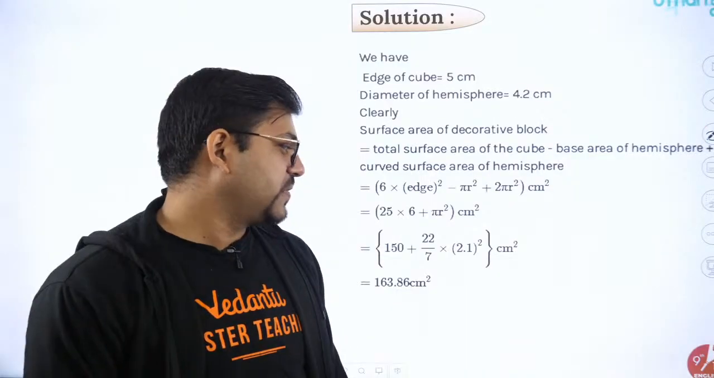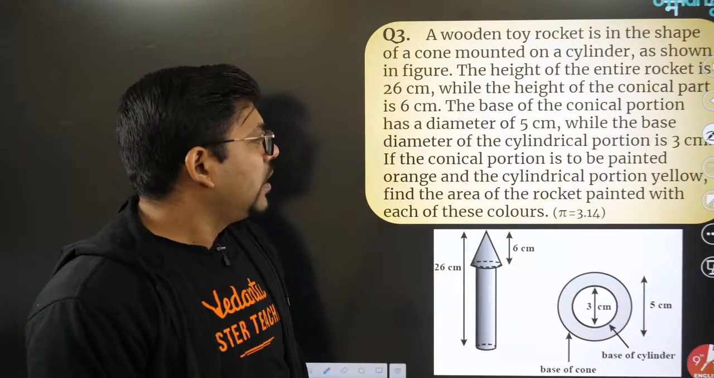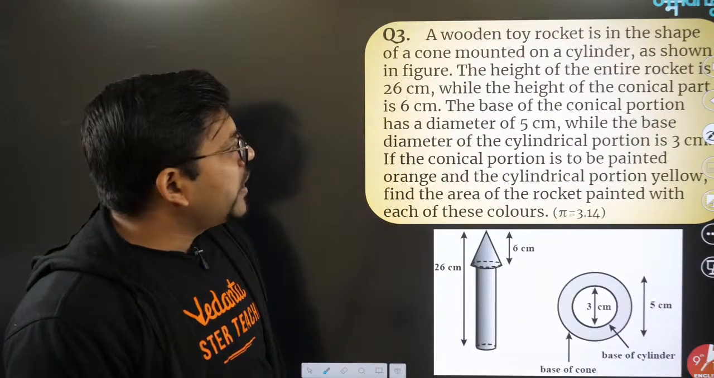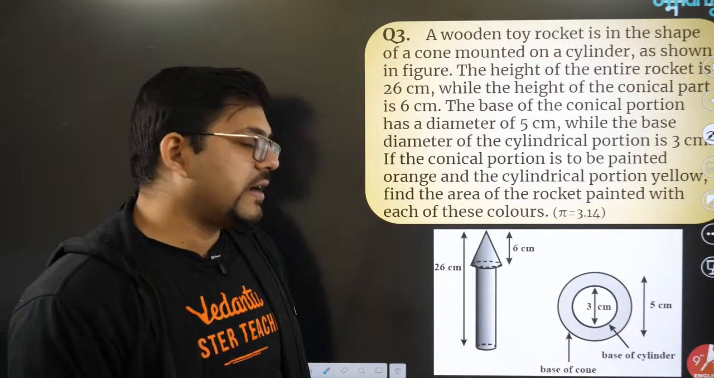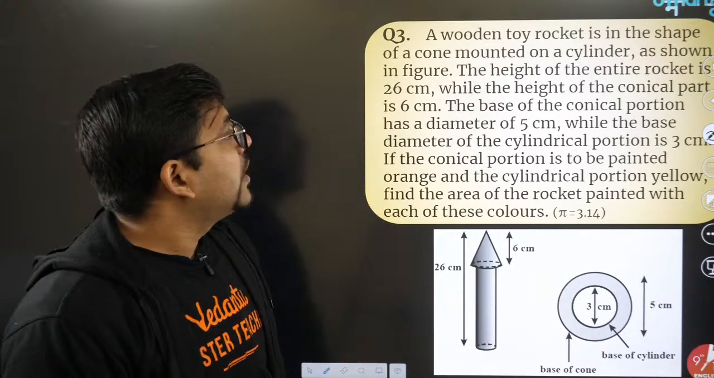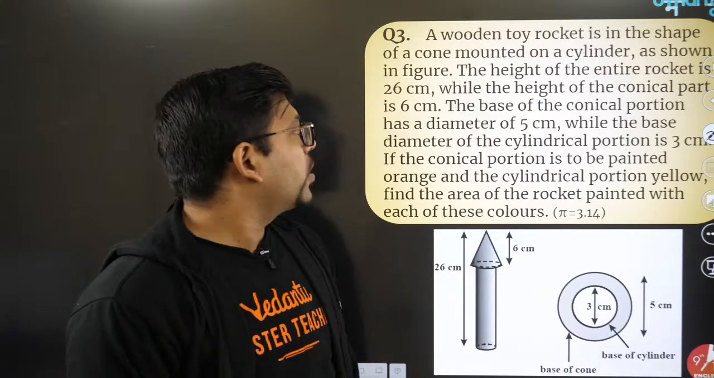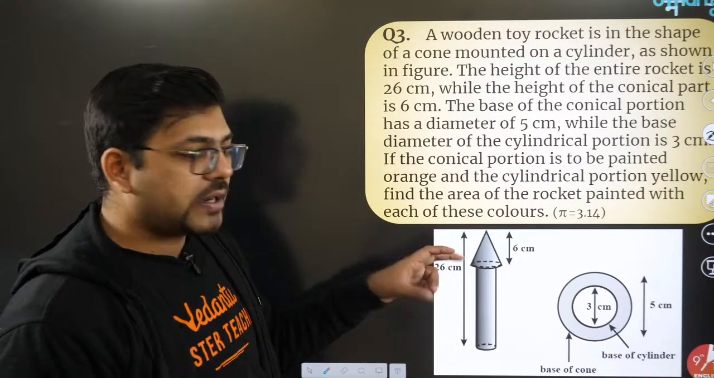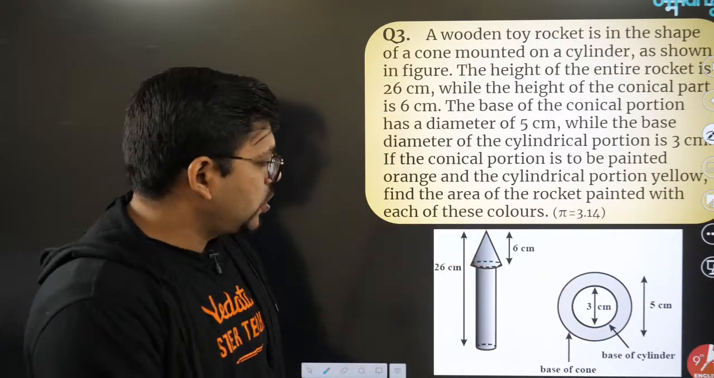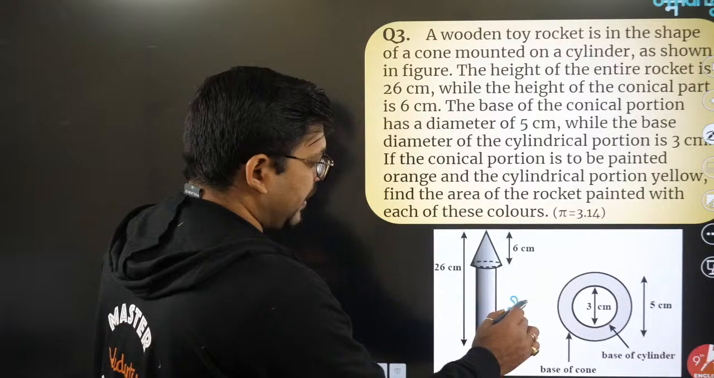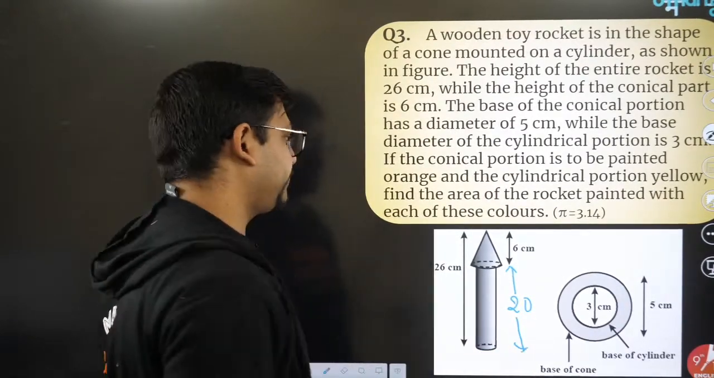Here we go to the next question. So the previous question, 163.86 is the answer. Next question is this one. Question says that a wooden toy rocket is in the shape of a cone mounted on a cylinder. In the shape of a cone, the height of the entire rocket is 26 centimeter, and the height of the cone is 6. So obviously remaining height will be 20. The height of the whole cylinder should be 20.